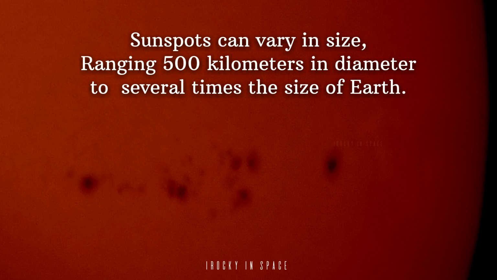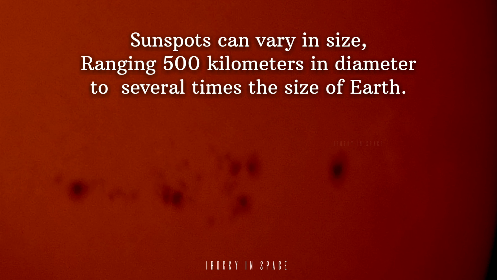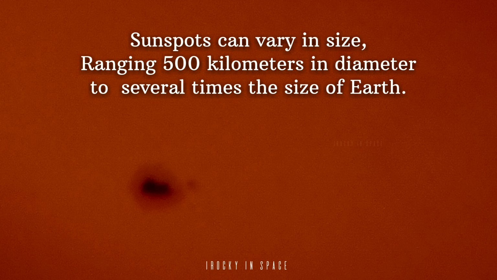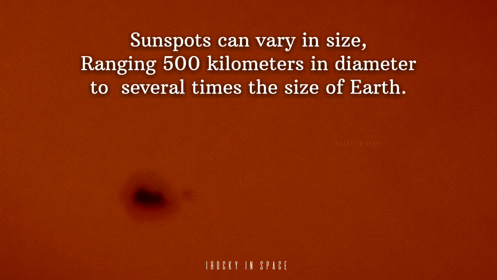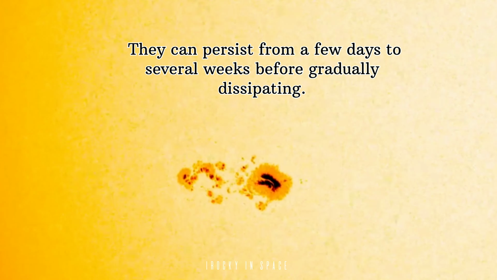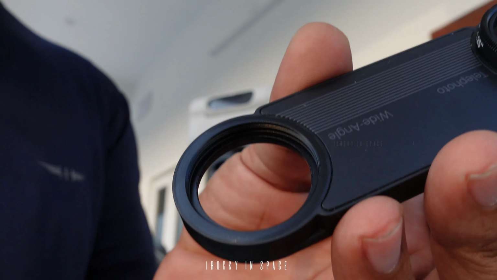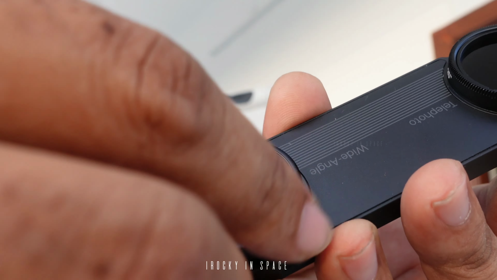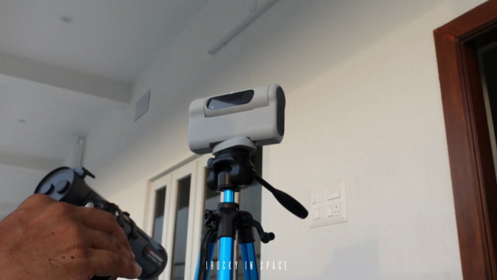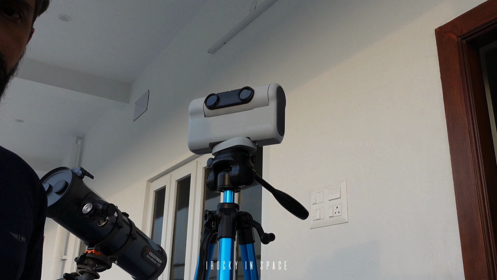Sunspots can vary in size, ranging from small spots less than 500 kilometers in diameter to larger ones that can be several times the size of Earth. They can persist from a few days to several weeks before gradually dissipating. Now, with my smart telescope and its solar filter, let us capture the Sun and sunspots.